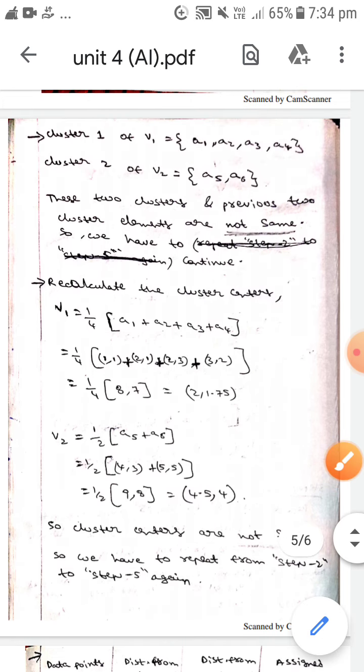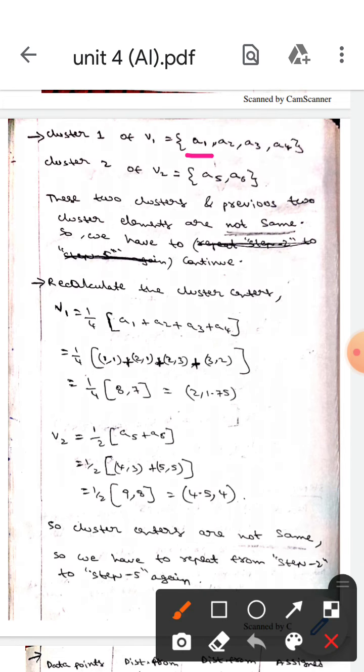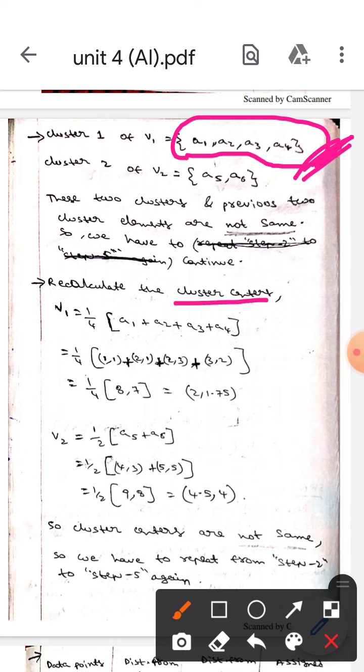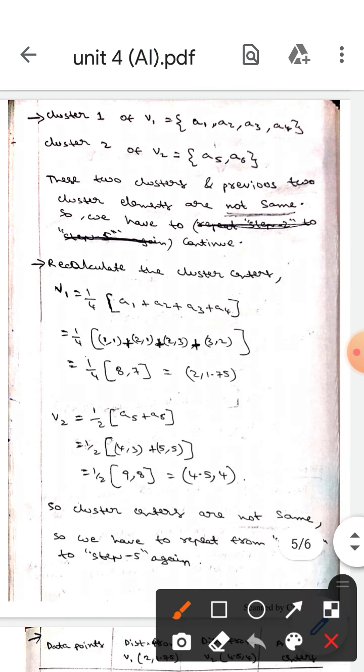For V1, the cluster data points are A1, A2, A3, A4. We will find the average of these to find the cluster centers. Here V1 equals 1 by 4 into A1 plus A2 plus A3 plus A4. Then we will get V1 equals 2 comma 1.75. Here V2 equals 1 by 2 into A5 plus A6. We will get V2 equals 4.5 comma 4.